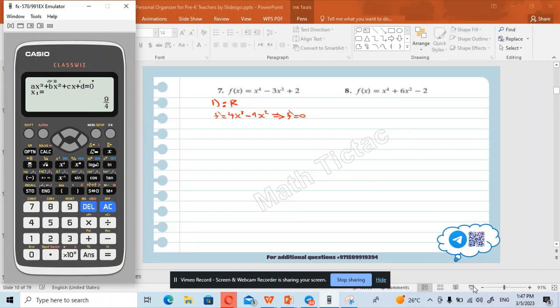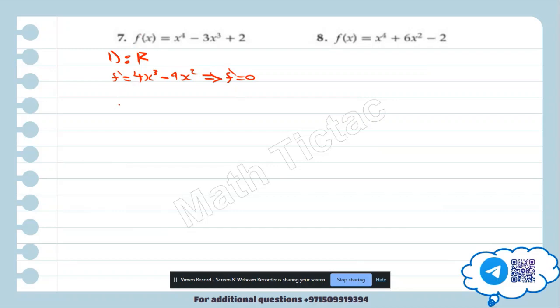Okay, so directly let's go ahead. So 4x cubed minus 9x squared equal to 0. That will give me x equal to 9 over 4 and x equal to 0. Okay, that's easy. Now we will check if they are included or not. 9 over 4 is included and 0 is included because they are included in the domain of the original function.